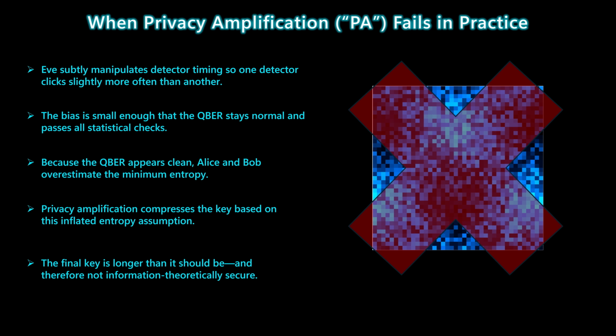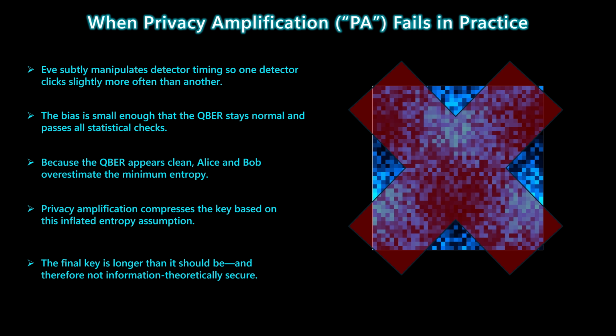In this scenario, Eve performs a very subtle timing manipulation on the detectors. The effect is small enough that one detector fires slightly more often than the other, but not large enough to change the measured quantum bit error rate in any noticeable way. All of the standard statistical checks pass, and the QBER appears perfectly normal.